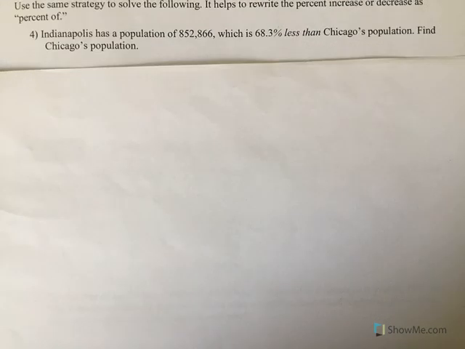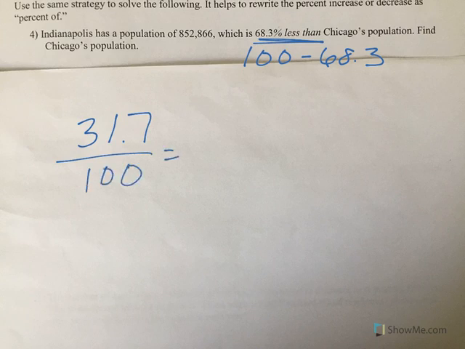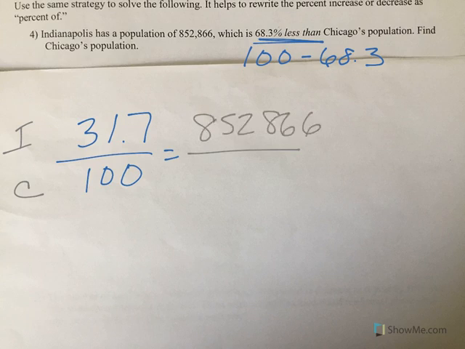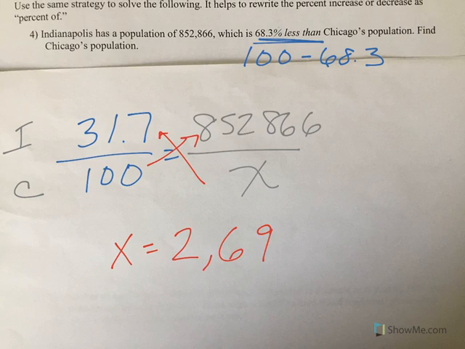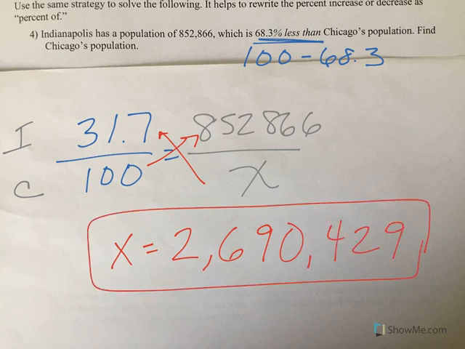And last problem on this one, Indianapolis has a population of 852,866, which is 68.3% less than Chicago. Find Chicago. So again, less. If it's less, we subtract from 100 to get our numerator. Now, who's less? We know that Indy is less than Chicago. So my numerator is Indianapolis, 852,866. We're trying to find Chicago. So we cross multiply, divide, and Chicago has 2,690,429 people.